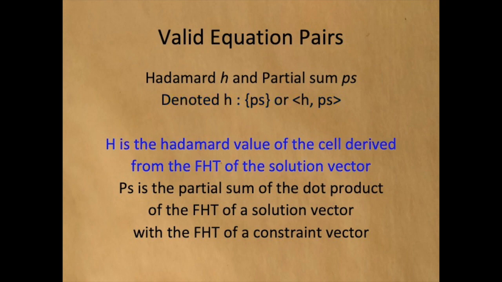The Hadamard value is derived from the fast Hadamard transform of the solution vector. The partial sum value is derived from adding together terms of the dot product of the fast Hadamard transform of a solution vector with the fast Hadamard transform of a constraint vector.